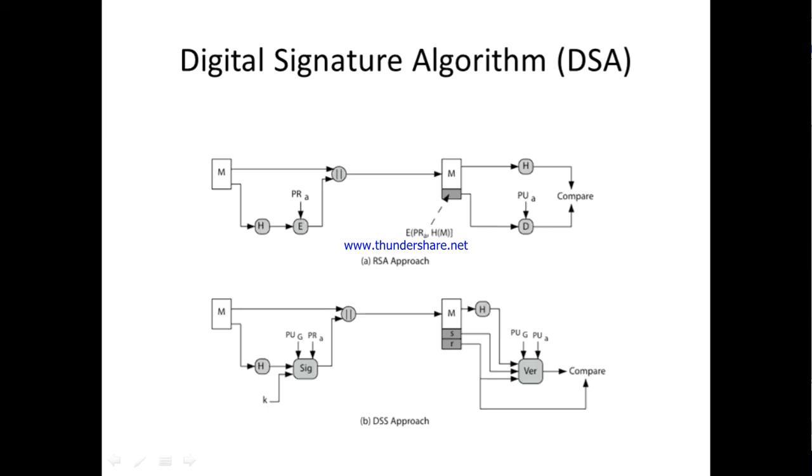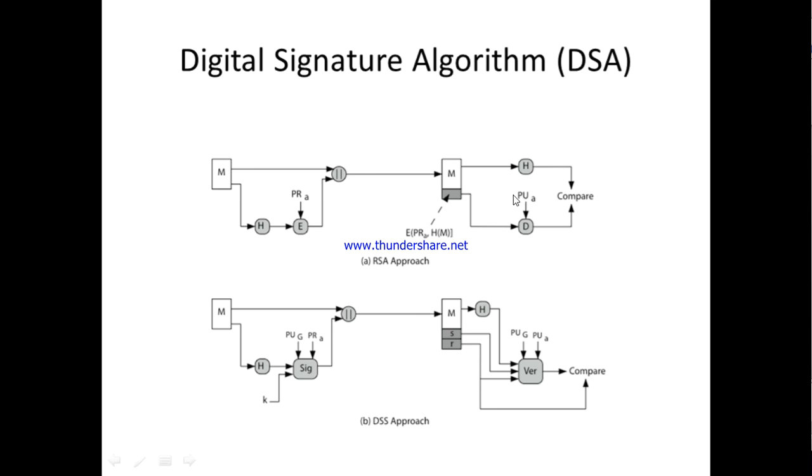Now you can see the difference between RSA and DSS. In the RSA approach, to perform the digital signature, the message is hashed and the result is encrypted with the private key of A. That generates the digital signature, which is concatenated with the message and transmitted. This part is the signature. The signature is verified by decrypting with the public key of A, and the message is hashed and the generated hash is compared.